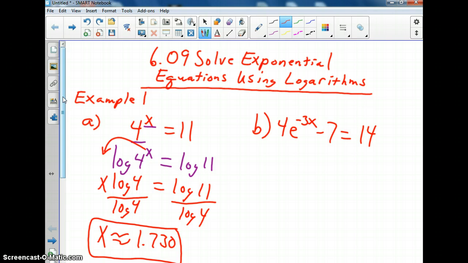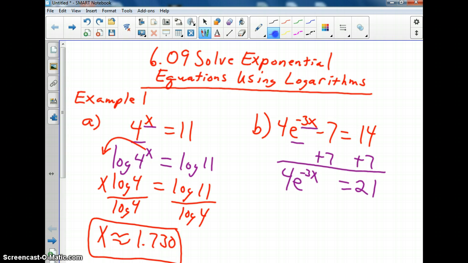Okay, then look at the second one we've got. 4e to the negative 3x power minus 7 equals 14. Once again, the thing you've got to see is, here's the base and here's the exponent, right? So we've got to get those by themselves. So what's the first thing we do? Add the 7 over, of course. You add 7, you add 7, like this. And you get 4e to the negative 3x equals 21. And that's the first step.